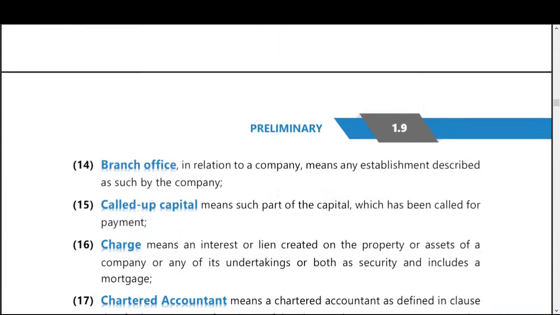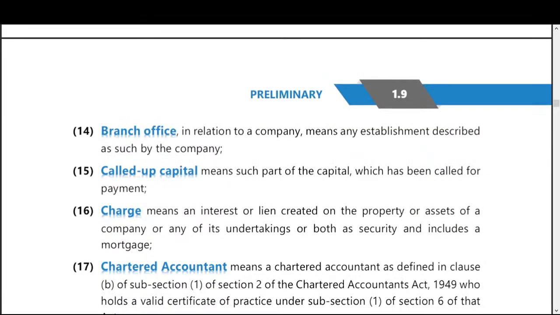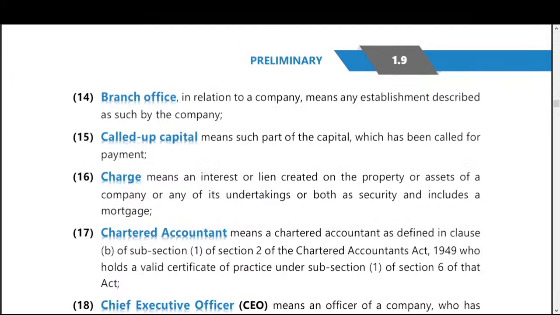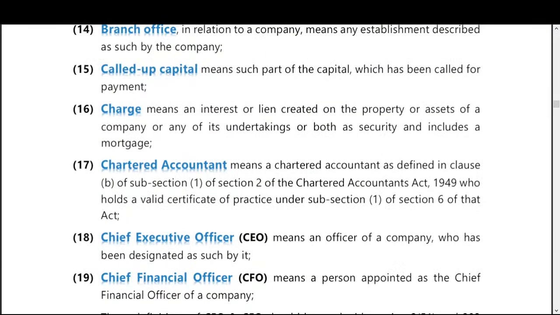Branch office in relation to the company means any establishment described as such by the company. Called up capital means such part of capital which has been called for payment. Charge means any interest or lien created on property or assets of a company or any of its undertaking or both as security and includes a mortgage.